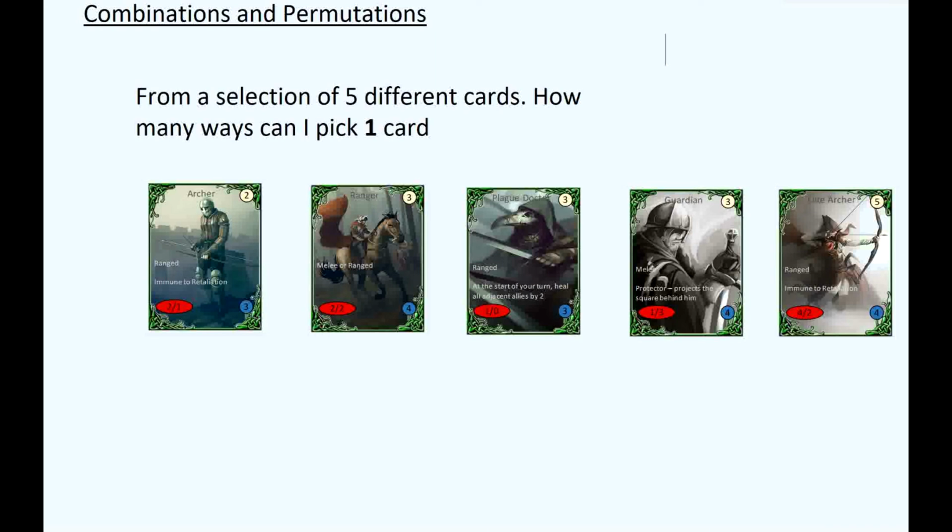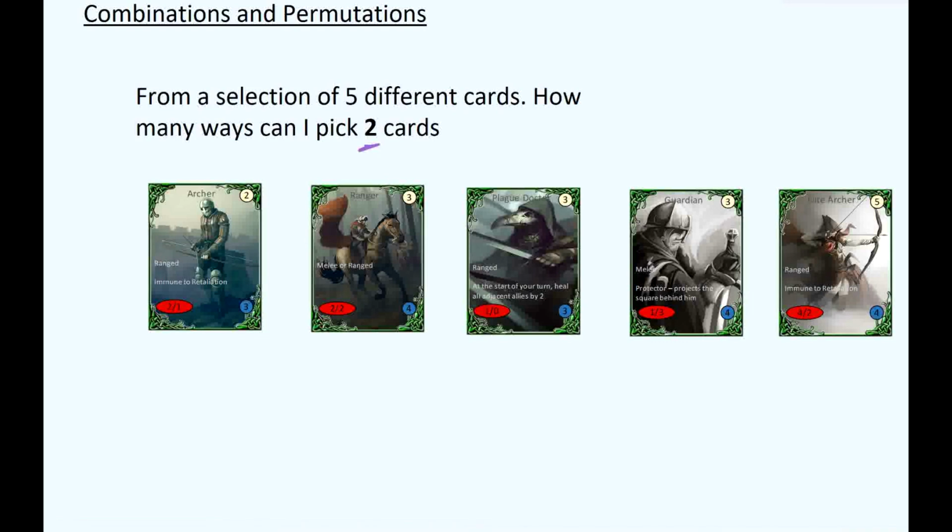So for the most basic questions, you can see something like this. From a selection of 5 different cards, how many ways can I pick one card? Really easy, you've got 5 cards, so therefore you have 5 options. Okay, let's make it slightly harder. Same question, same cards, but here I want to pick out 2 cards. Okay, this gets slightly more confusing.